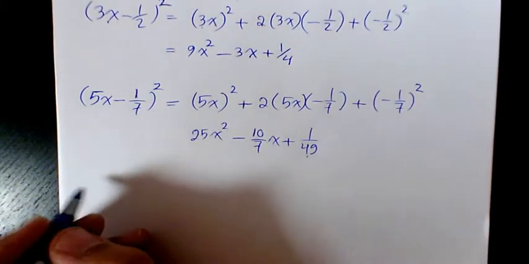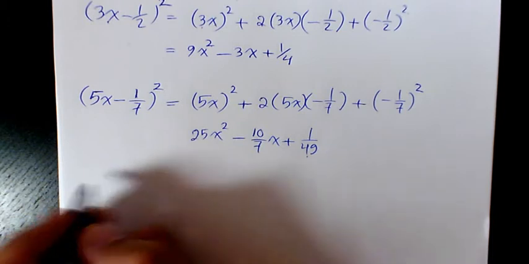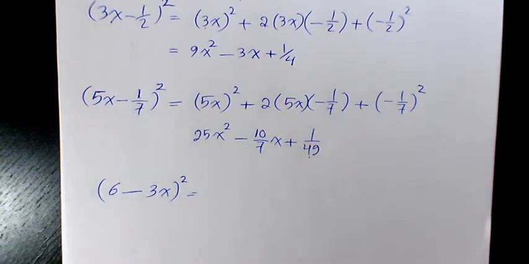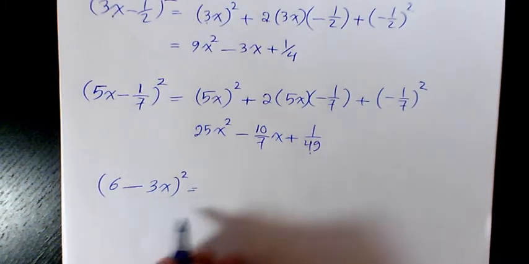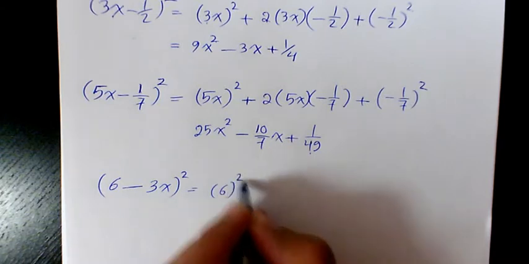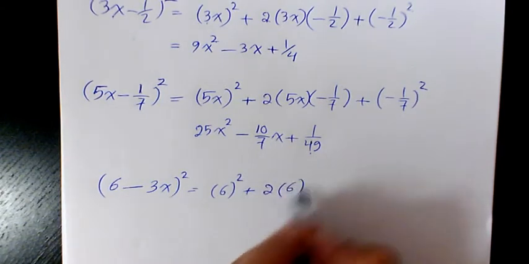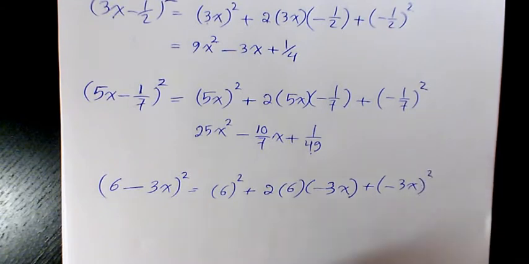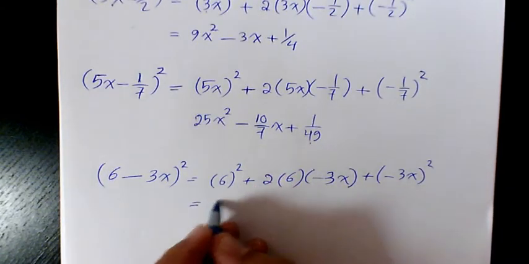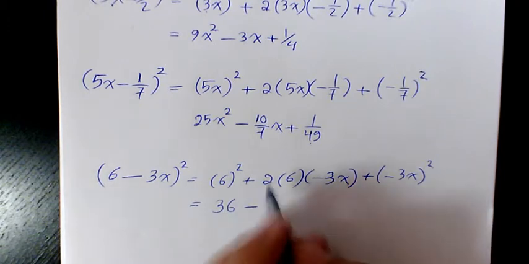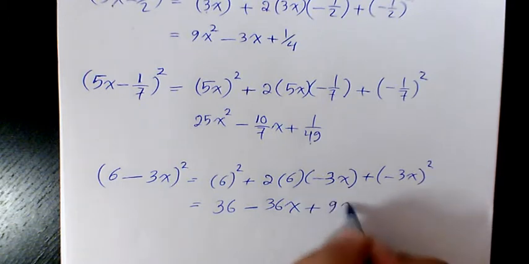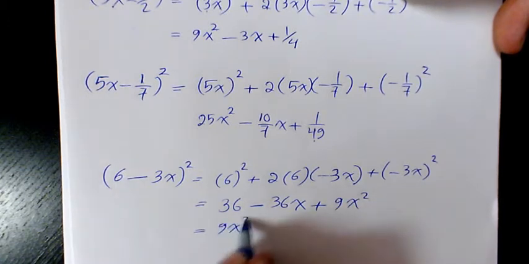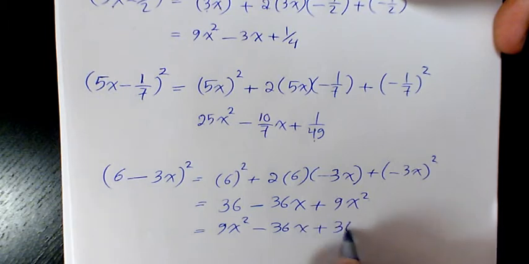Next example. (6 minus 3x) to the power of 2. Here we have the first number to the power of 2 plus 2 times 6 times negative 3x plus (negative 3x)^2. 6 squared is 36. 2 times 6 times negative 3 is going to be negative 36x, positive 9x squared. When you write it in decreasing order, it's going to be 9x squared minus 36x plus 36.